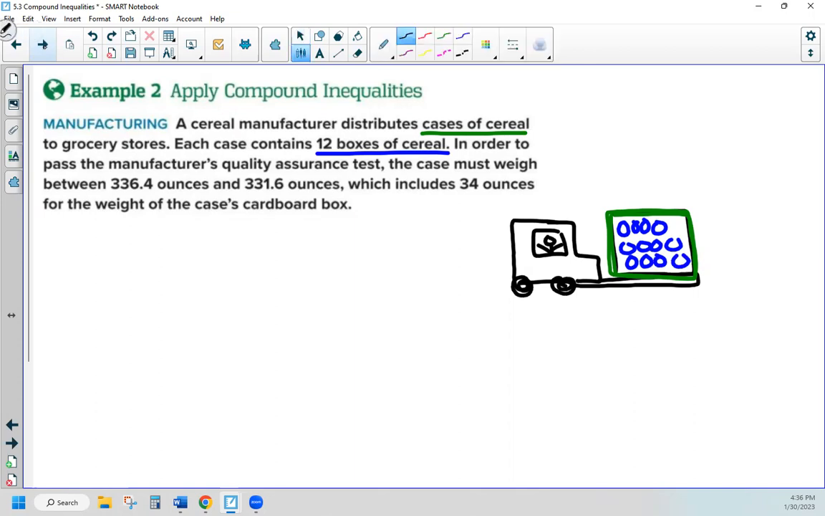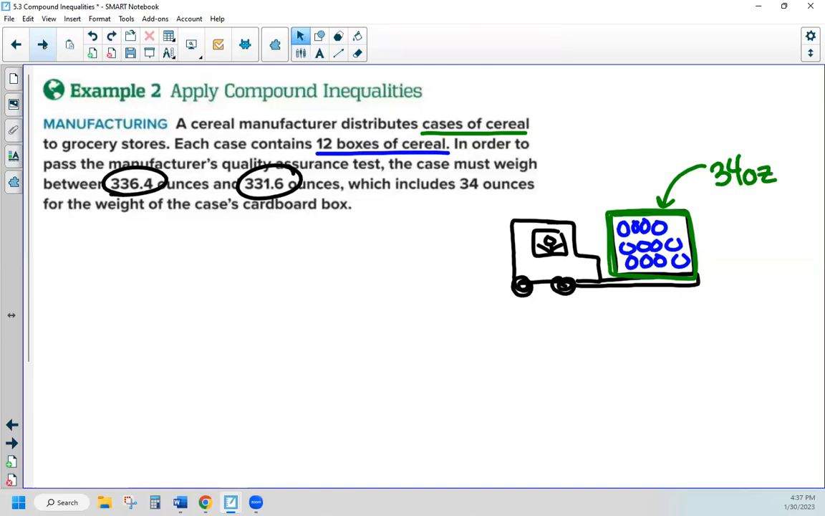All right, so it says in order to pass a quality test, the case, this entire green box, needs to weigh between that much and that much, which includes 34 ounces for the weight of the case's cardboard box. Ooh, so this green cardboard box that goes around all these little cereal boxes already weighs 34 ounces. So what's the weight of the case's cardboard box?